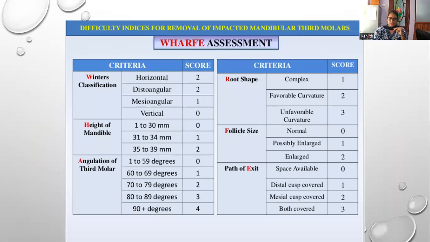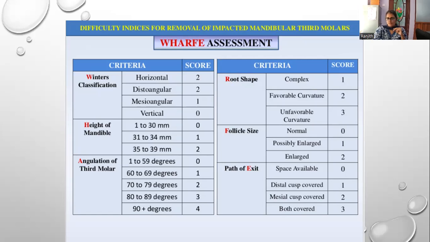So vertical is considered easy, so given a score of 0, whereas horizontal is given a score of 2. Height of the mandible 1 to 30 millimeters is given a score of 0, whereas the greater the height of the mandible, that is above 35 to 39 millimeters, it is given a greater score of 2. Angulation of the third molar, if the angulation is 1 to 59 degrees, a score of 0 is given, whereas if it is greater than 90 degrees, a score of 4 is given. Based on root shape, you have complex, favorable, and unfavorable. So if it is complex, then it is given a score of 1, and if it is unfavorable, then it is given a score of 3.